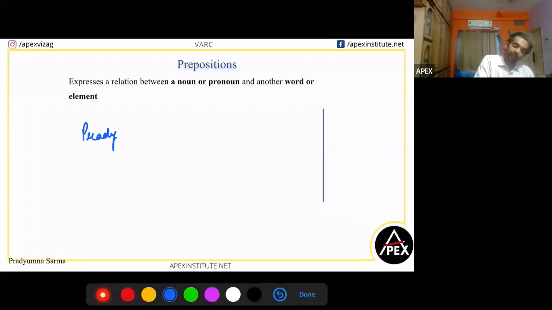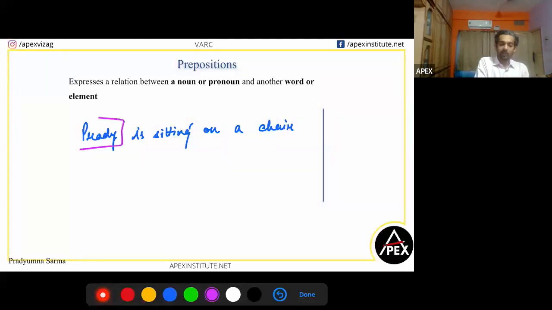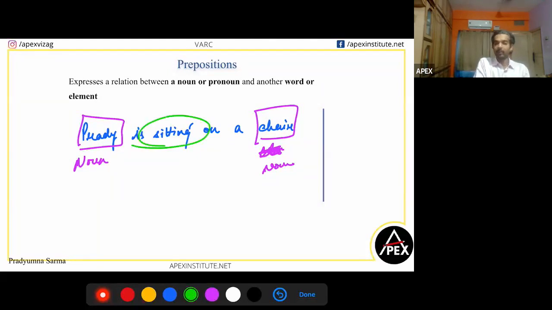Praddy is sitting on a chair. Now, if I say Praddy is sitting on a chair, who is the noun in this entire situation? Obviously, Praddy is the noun in this entire situation, correct? So, this is my noun. Is there any other noun? Obviously, yes, chair. So, this is also a noun. What's he doing? He is sitting. So, is sitting becomes a verb.